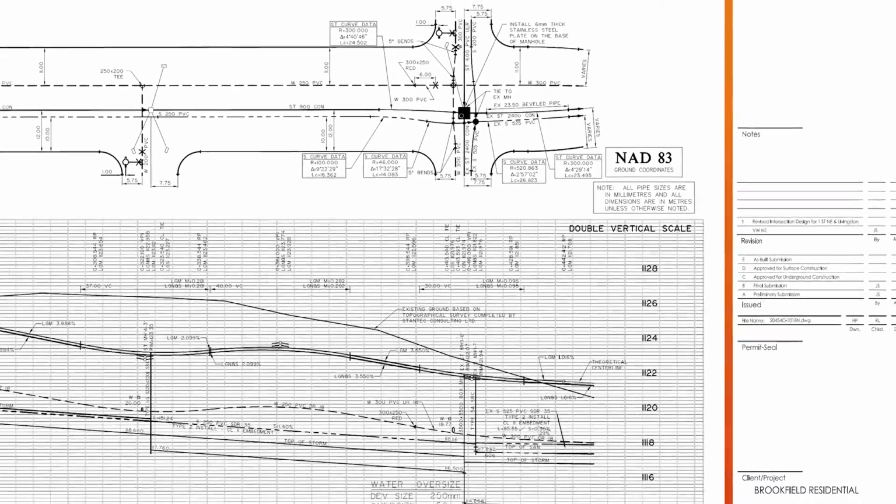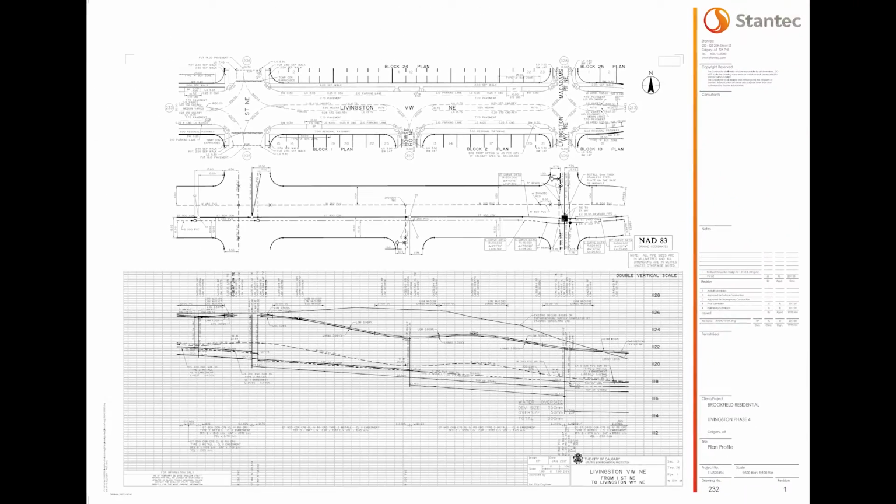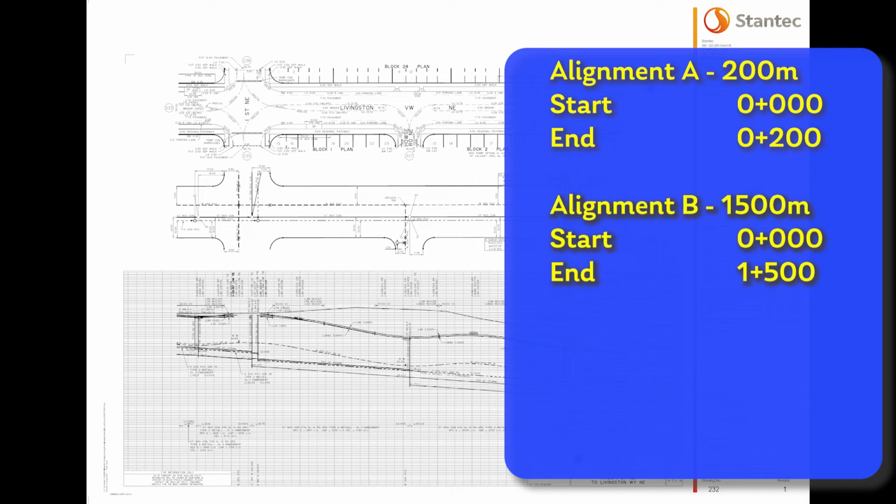Another key concept is stationing. Every road has an alignment, which is basically a centerline used for distance and location referencing. A station is simply a point along an alignment. For example, a 200-meter road could start at station 0+000 and end at 0+200. Note the format of the stationing. It usually has the plus. A station 1500 meters past station 0+000 would be noted as 1+500.